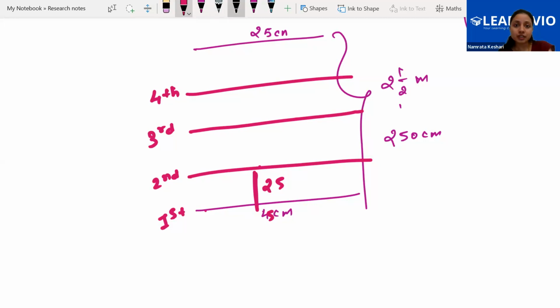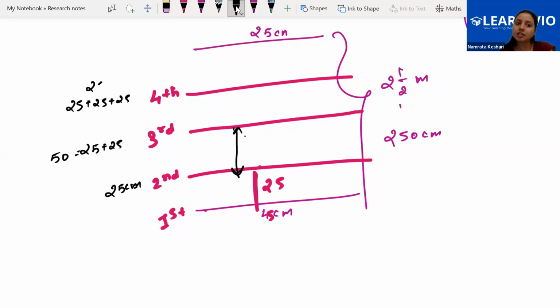Now from the first rung, if we have to find the distance till the third rung, it is 25 plus 25. Here till the third rung, the distance will be 25 plus 25. Yes or no? That is 50. The distance till the fourth rung will be 25 plus 25 plus 25, which we can write as 25 into 3. Yes or no?